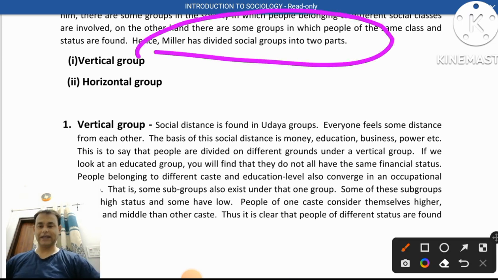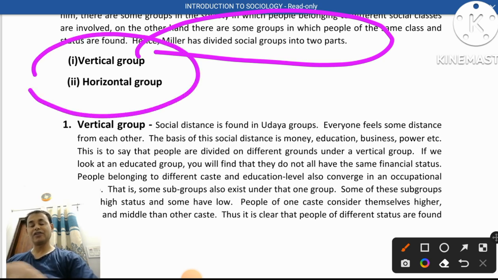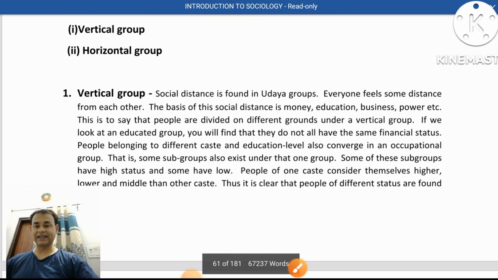Actually, we have to pay attention that such types of group classifications also come in the NET examination or academic examinations. Suppose you are asked who has classified vertical group and horizontal group, and the options are Miller, Sumner, MacIver, Bogardus. Then Miller has divided vertical and horizontal.